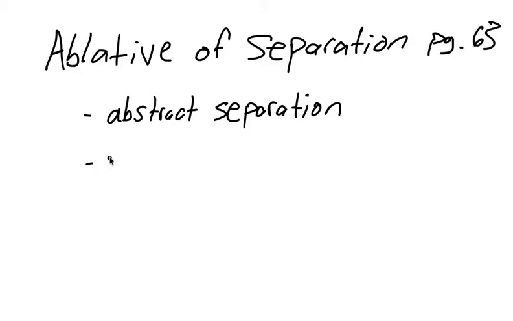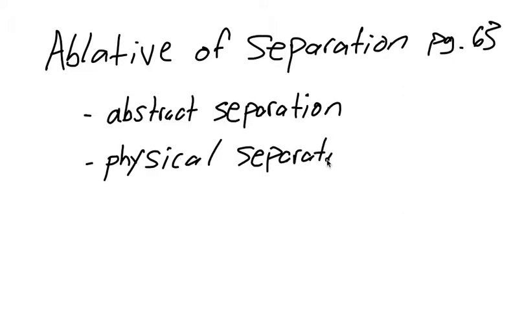And the second use of the ablative of separation is for a physical separation. So I can keep the enemy away from the town, or I can bar you from the door, keep you away from the door. And so those are essentially the two forms of separation.